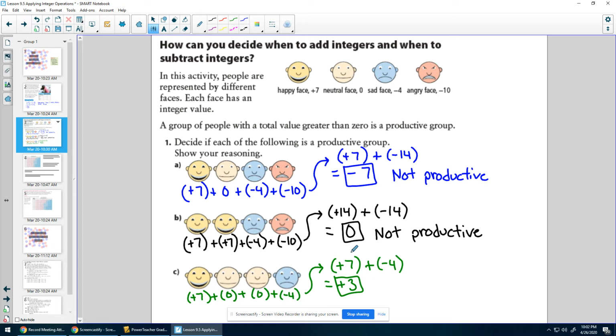Is +3 a productive group? Yes. Productive. All right. Moving on here.